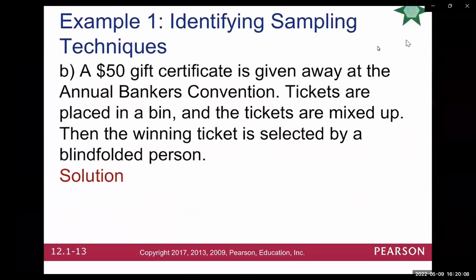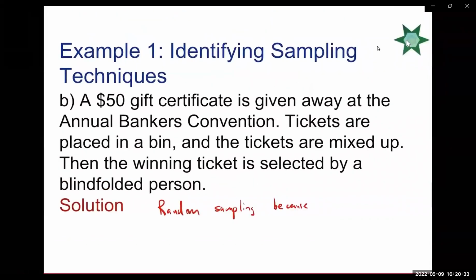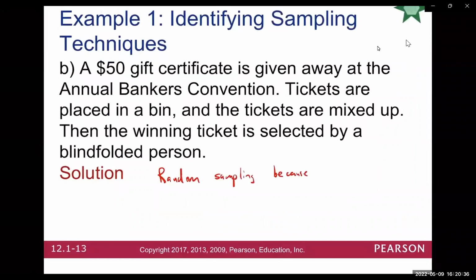A $50 gift certificate is given away at the annual bankers convention. Tickets are placed in a bin and the tickets are mixed up, and the winning ticket is selected by a blindfolded person. Random. Definitely random. That is right, because they're pulling from a bucket at random, and everybody has an equal chance of being selected.